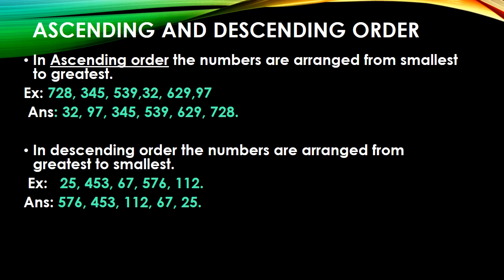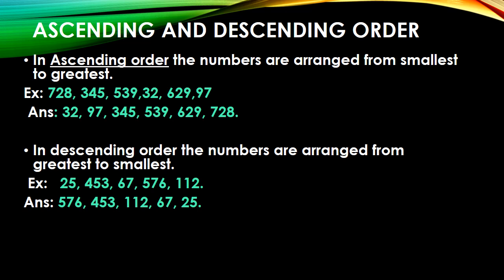Example: 728, 345, 539, 32, 629, 97. Here we arrange the numbers from smallest to greatest. Check for the number which is smaller in the group. Yes, 32 is the smallest number. We start from 32, then 97, then 345, 539, 629, and at last the greatest number is 728.